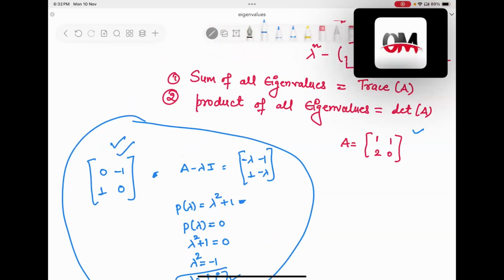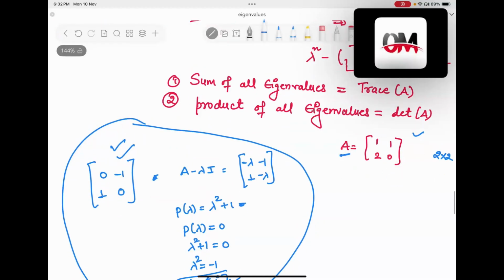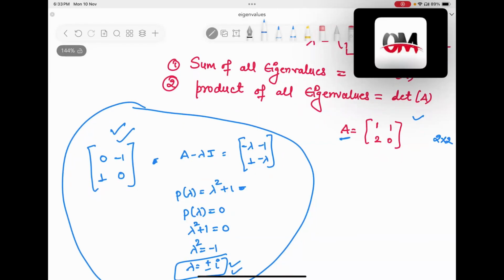We calculated that. So how many eigenvalues does this matrix have? Because the order is 2 cross 2, the polynomial will be of degree 2. So the polynomial has exactly two roots, so we will get exactly two eigenvalues. We already calculated one eigenvalue, that was 2.